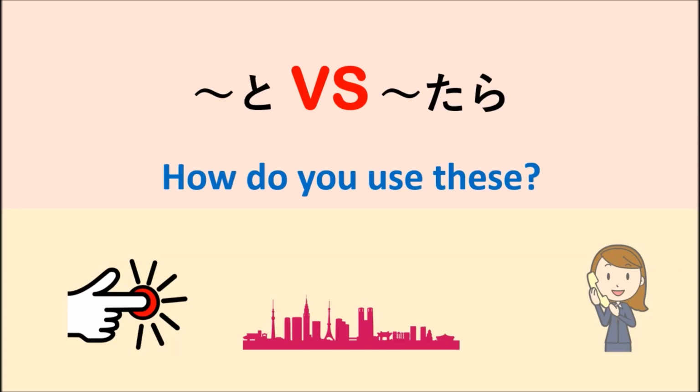Nani nani to, nani nani tara. Nani nani to versus nani nani tara. How do you use this in Japanese grammar? In this lesson, we will learn the difference between nani nani to and nani nani tara, and how to use nani nani to and nani nani tara in Japanese fluently.